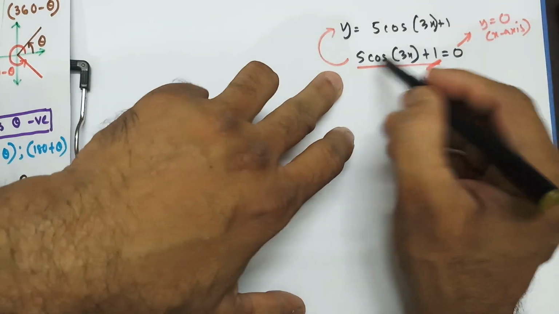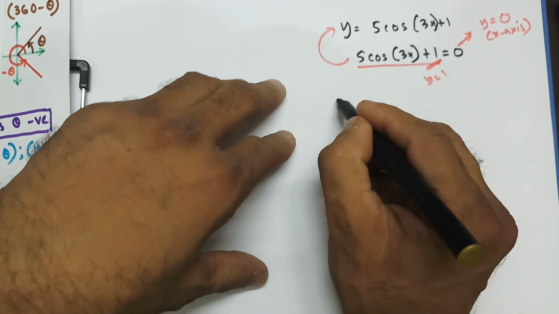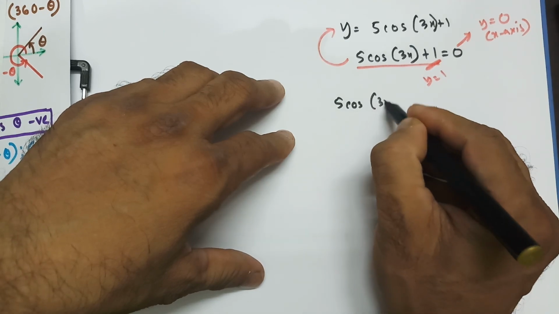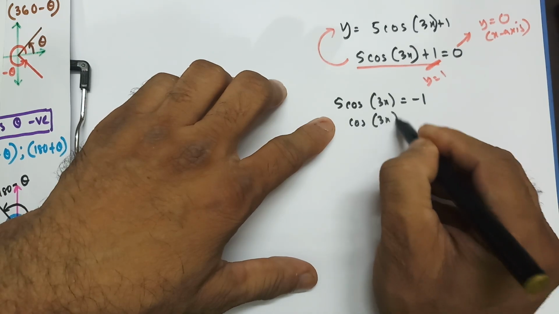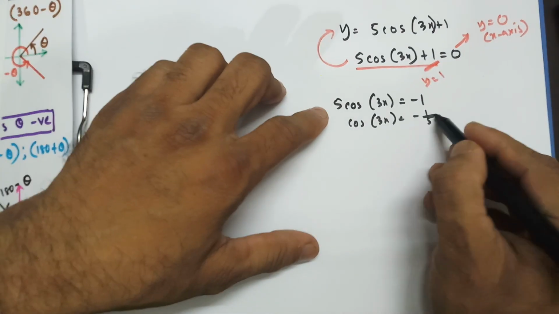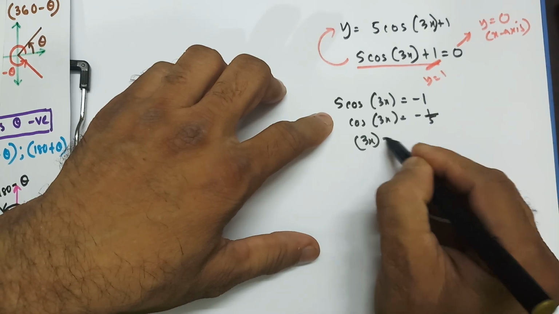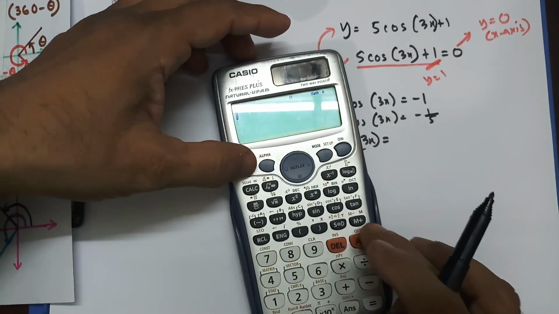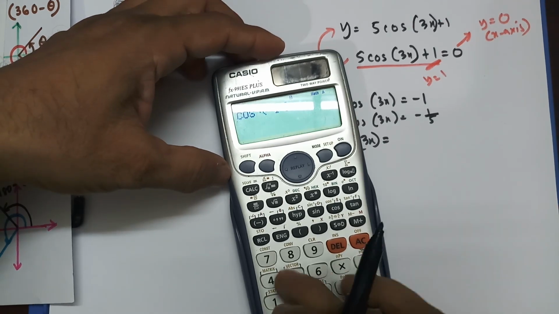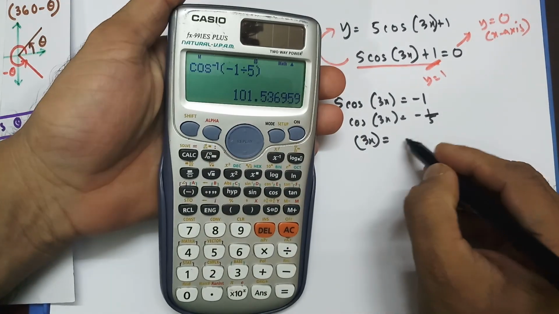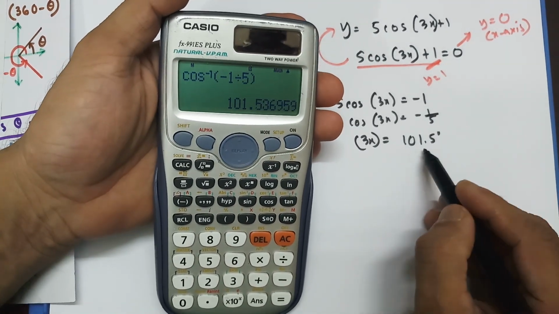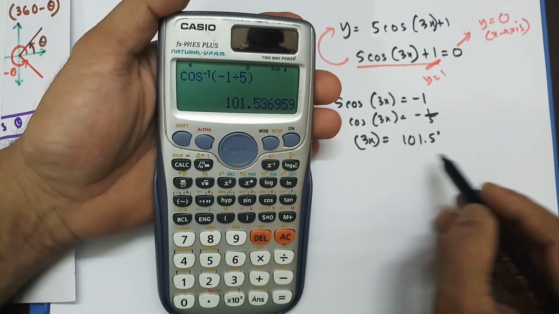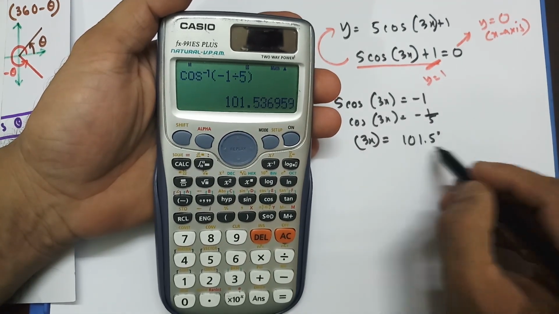Now how do we do that? First, we separate the cos 3x. So 5 cos 3x equals negative 1, transposing the 1 to that side. Cos 3x equals minus 1 by 5, that's negative. So 3x equals cos inverse of minus 1 by 5, and that gives me 101.5 degrees. Be careful, this is not our acute angle, this is an obtuse angle. Now don't divide this by 3 yet, find all the values.